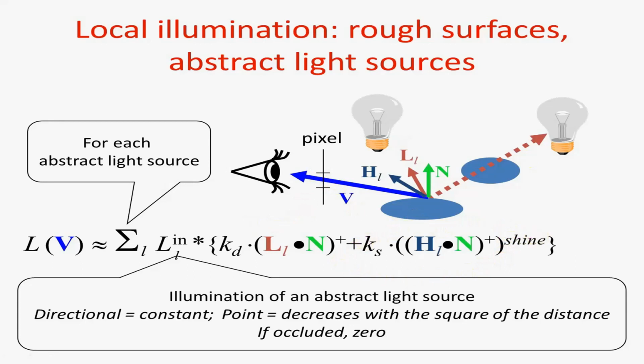Here we use different product symbols for different data types. The asterisk is for spectra, the small dot for multiplying a spectrum with a scalar, and the big dot is the dot product of two vectors. The plus sign in the superscript, like here, indicates that negative dot products are replaced by zero, since this corresponds to the situation when the considered object occludes the given point from the light source.